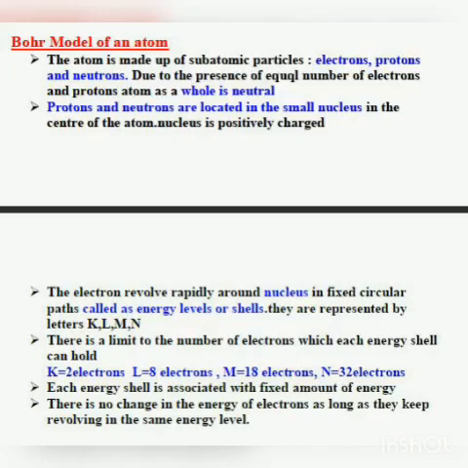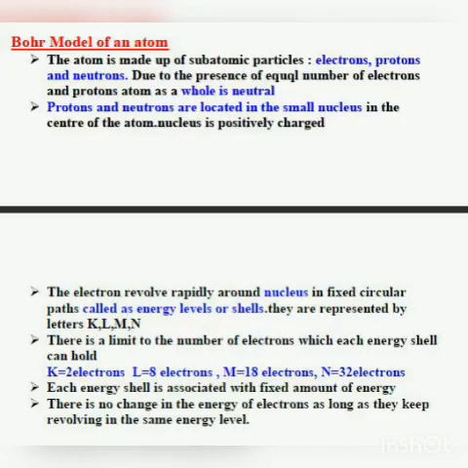Now any number of electrons cannot be accommodated in energy shells. It is not that in the first energy shell you can accommodate as many electrons as you want. No, the first energy shell can accommodate only 2 electrons. The second energy shell, that is L, can accommodate only 8 electrons. The third energy shell M can accommodate only 18 electrons.